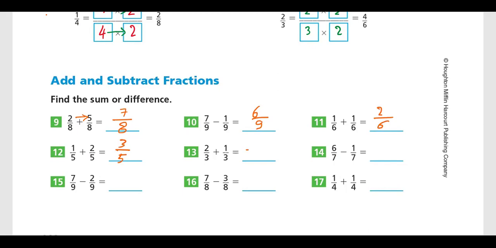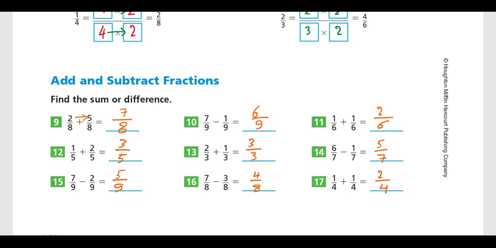2 over 3 plus 1 over 3. Write the denominator down, one of them, 3, and add 2 plus 1 is 3. Also here, the same denominator, write 7 down, and 6 minus 1 is 5. The same denominator, write one of them, 9, and 7 minus 2 is 5. The same denominator is 8, so subtract 7 minus 3 is 4. The same denominator, write one of them, 4, and 1 plus 1 is 2.